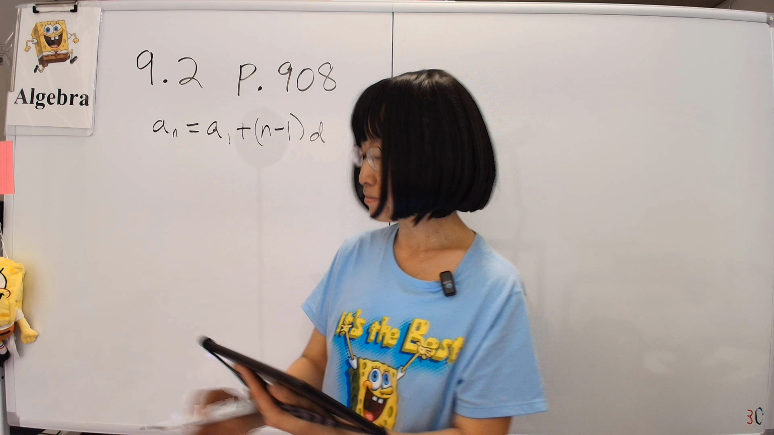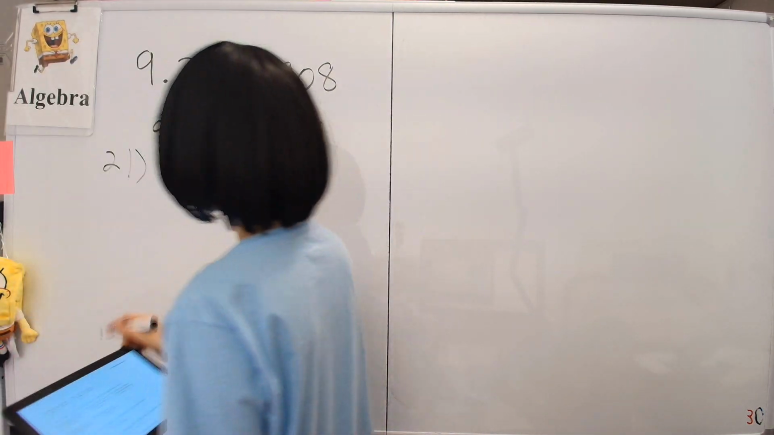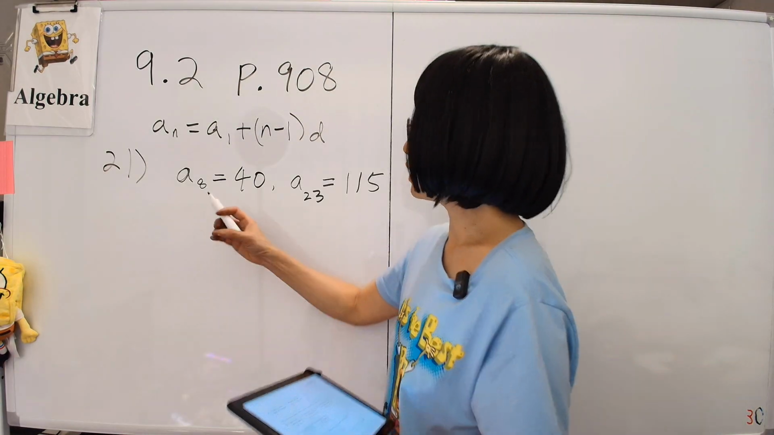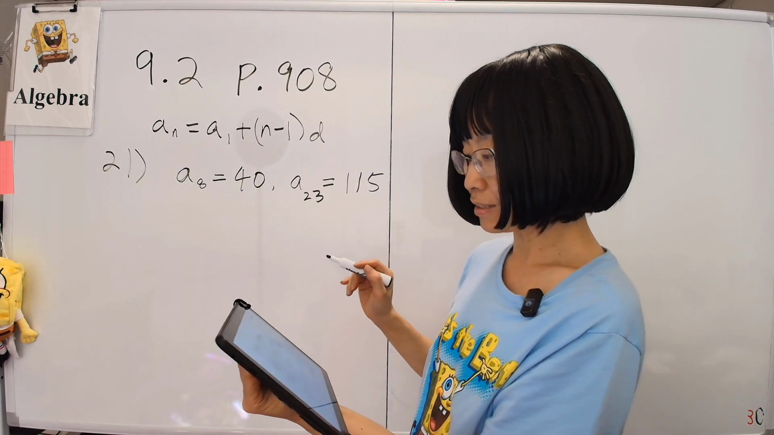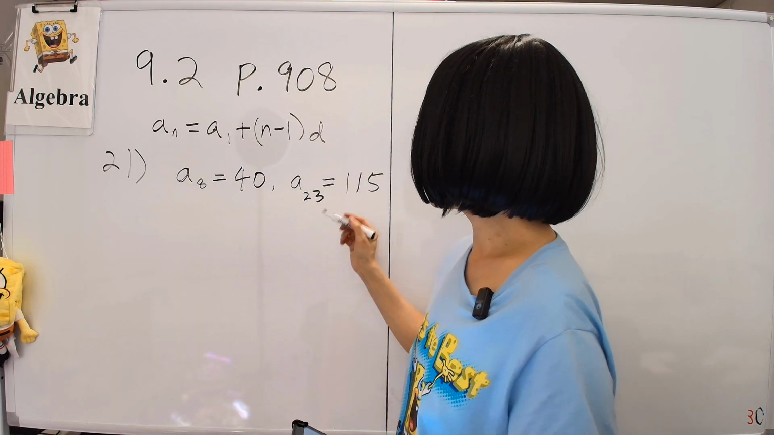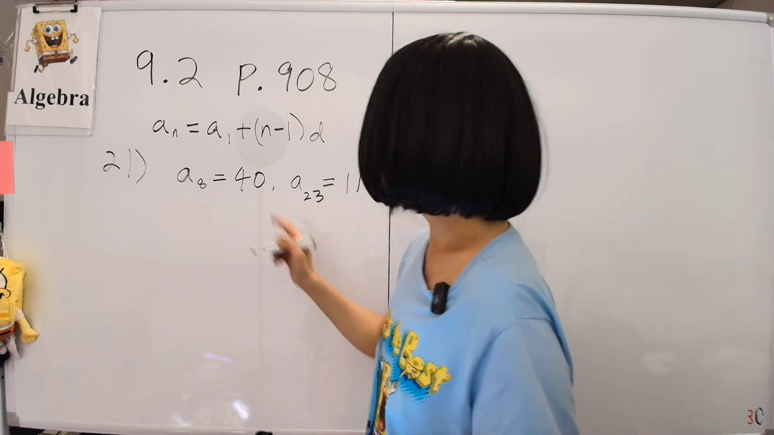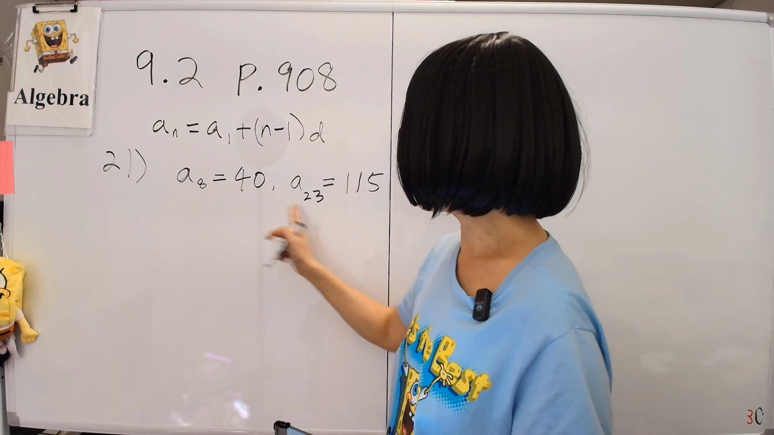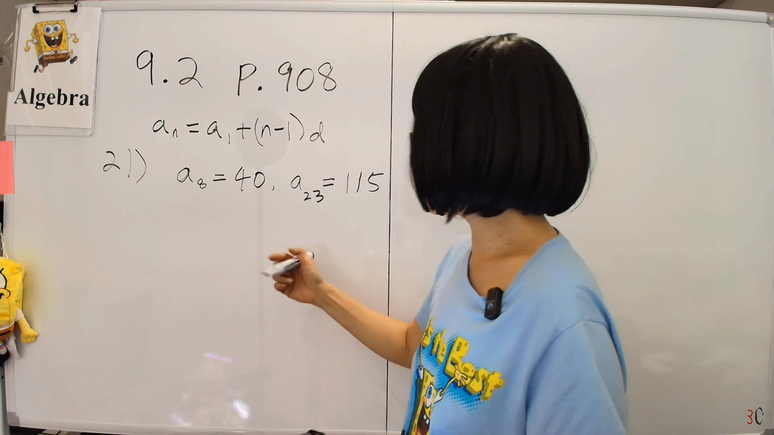All right, now that you're done with homework, let's consider problem 21. First let me find a better marker. For problem 21, we have a8 is 40 and a23 is 115. We need to find what a1 is out of this formula right here. We don't know what a1 is, and we also don't know what the difference is. However, we do know the 8th term is 40 and the 23rd term is 115, so we can work things out.